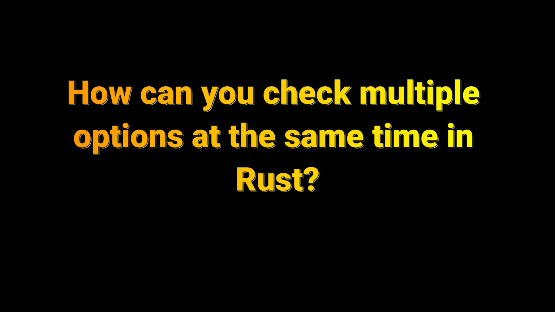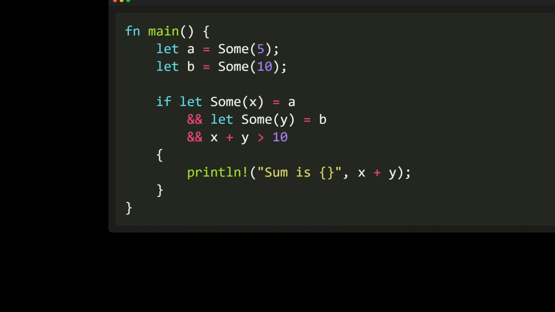Question: how can you check multiple options at the same time in Rust? With let chains, which are a feature being worked on for Rust, you can check multiple options together in one if statement. You use if let for the first option, then add and another if let for the next option, and so on. You can even add extra conditions after that. This lets you unpack several values and check them all in one place. It keeps your code clean instead of writing nested if statements.